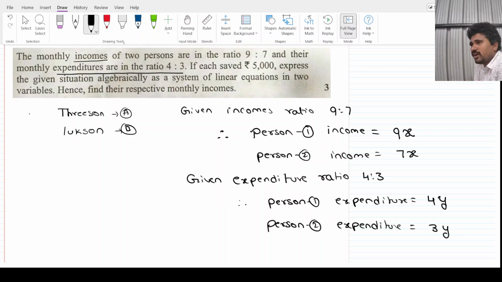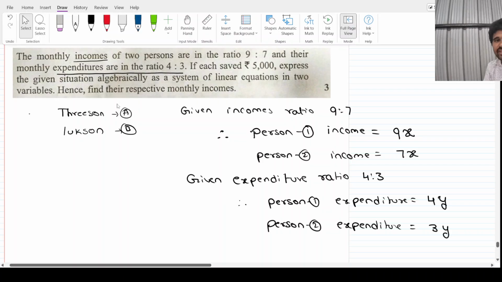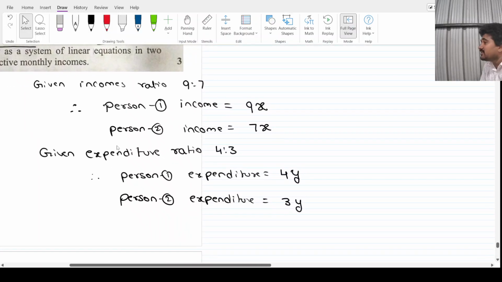You tell me, stand up. He is going to a job, his salary is 80,000. His expenditure is 50,000. How much will be his savings? How did you say it? His income minus expenditure is called saving, right? Yes or no? So sit now. He asked that only. Express the given situation algebraically. Each saved 5,000. Okay, both of them saved 5,000.